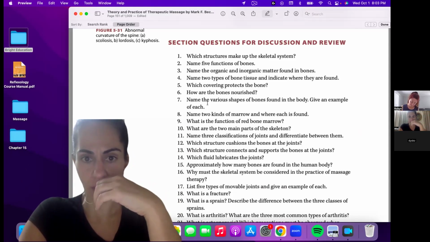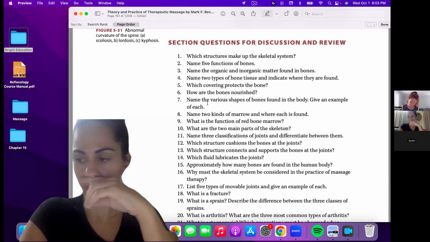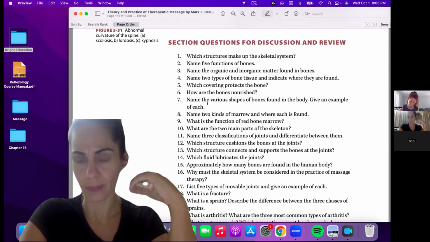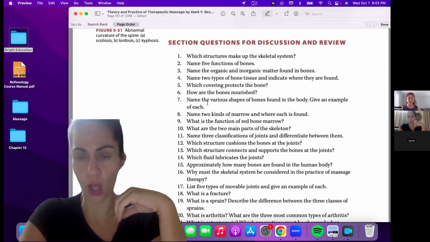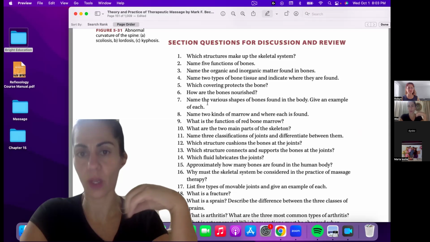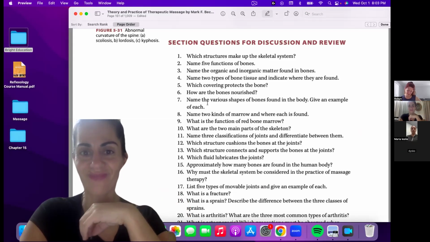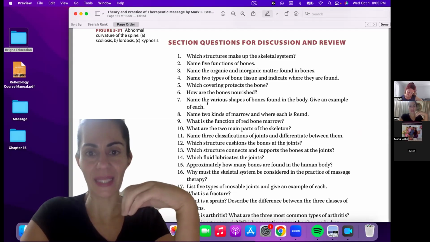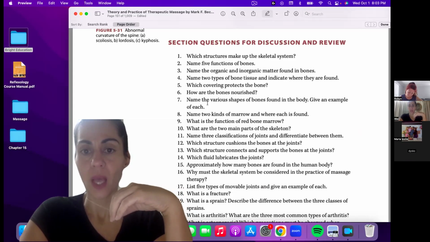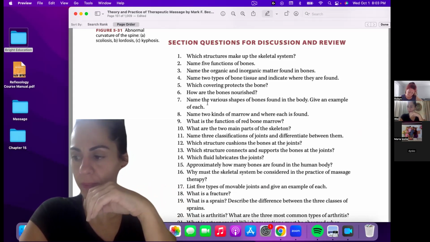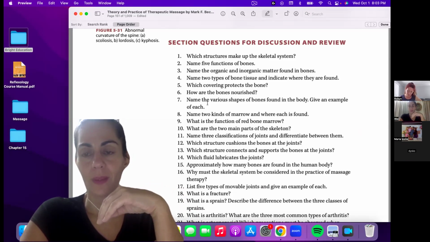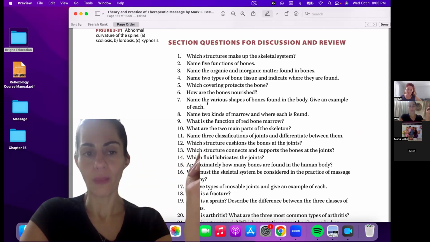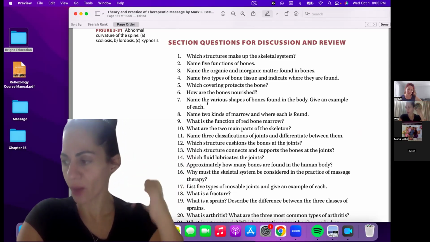Okay, number 5. Which covering protects the bone? What's the name of it? Peri... Periosteum. Mm-hmm. Okay, awesome. Number 6. How is the bone nourished? Through the marrow? Sure, the marrow, yes.